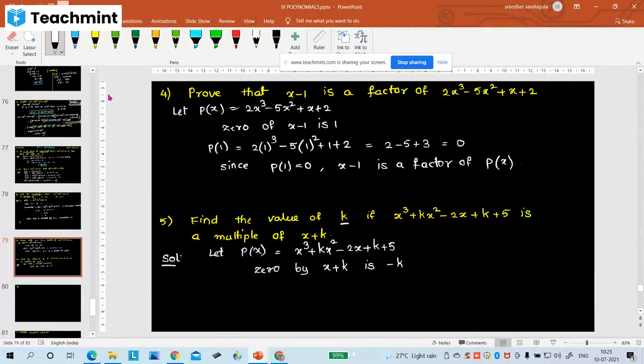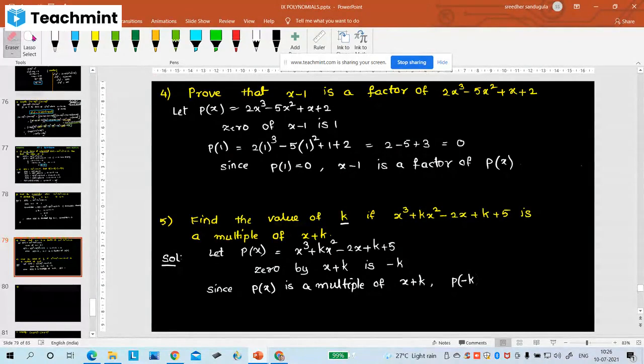Since P of x is a multiple of x plus k, we can take that P of minus k must be 0. P of minus k equal to 0. According to which theorem, children? Again, factor theorem.